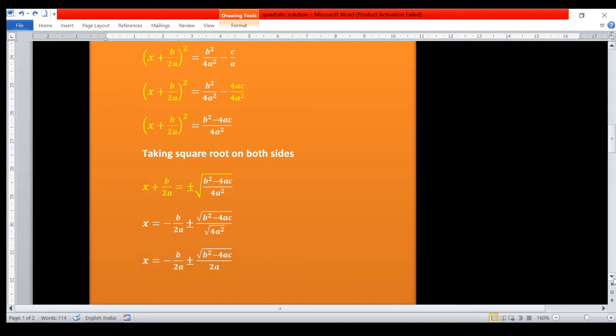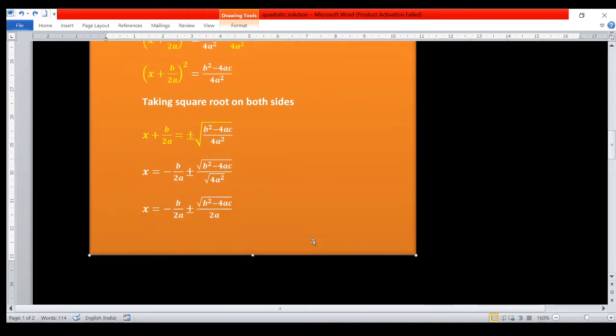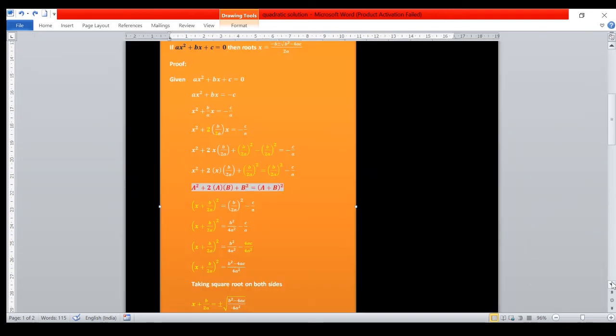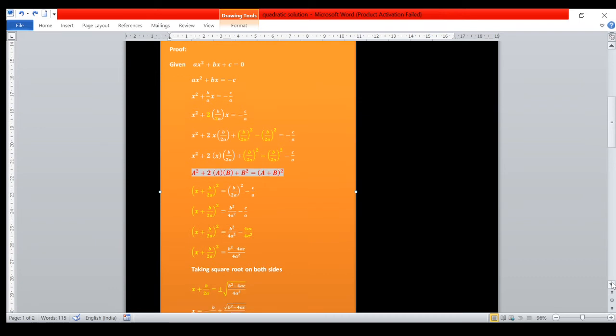How does it become 2a? Square root of 4 is what? 2. Square root of a square is what? A. So the conclusion: x is equal to minus b plus or minus square root of b square minus 4ac by 2a, sorry, 4ac by 2a. X is equal to minus b plus or minus square root of b square minus 4ac by 2a. This is the method used to derive that particular formula.